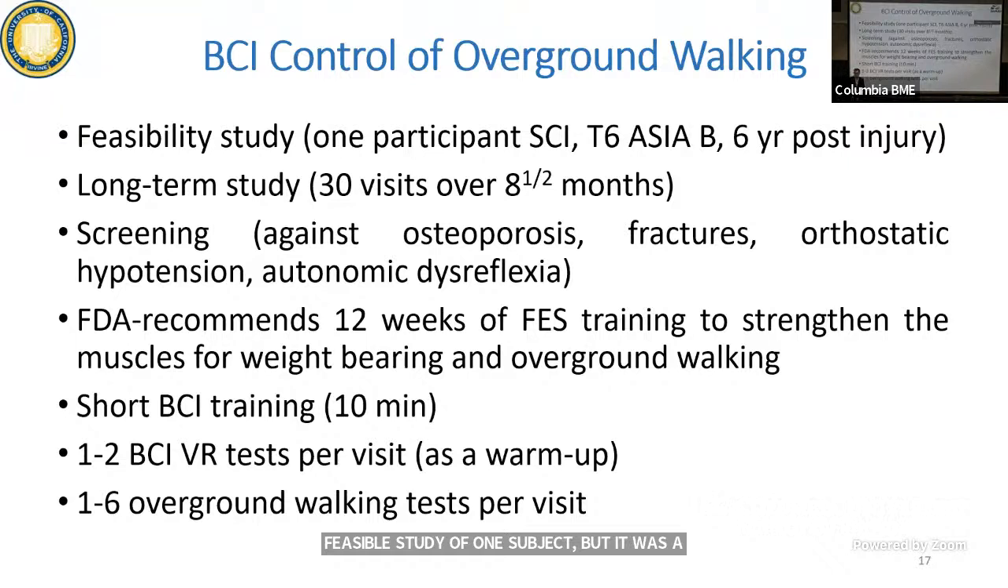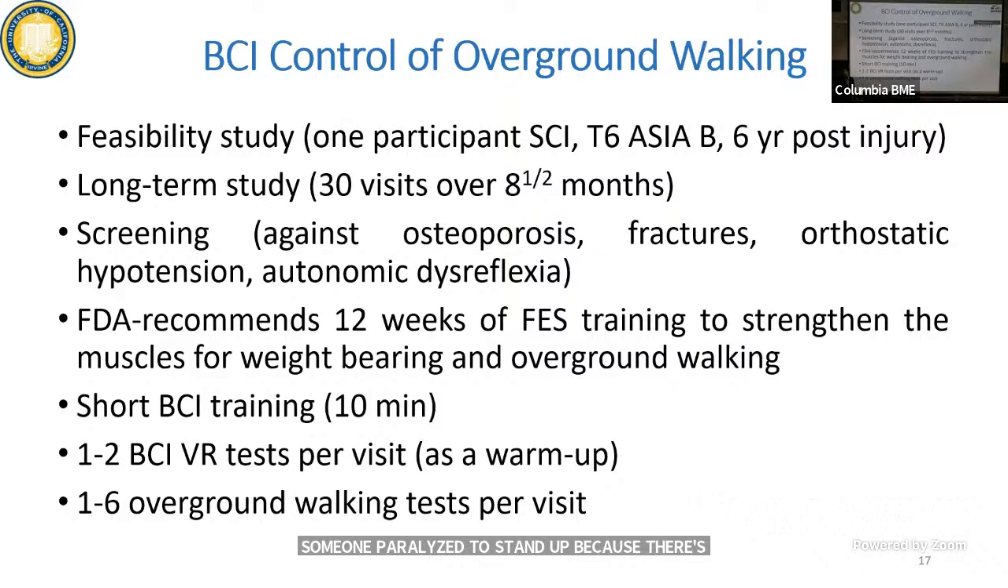We had to do screening. Again, it's not safe for somebody who spends years in a wheelchair to just ask them to stand up. As Dr. Goon knows, there are things such as osteoporosis. You have to screen, so a full body DEXA scan. You have to rule out fractures. It can also be unsafe for somebody who's been paralyzed to stand up because of orthostatic hypotension. They can faint because of pressure dysregulation. There's also autonomic dysreflexia. So that's why you really need clinicians in your team to set up inclusion-exclusion criteria and to do this screening.